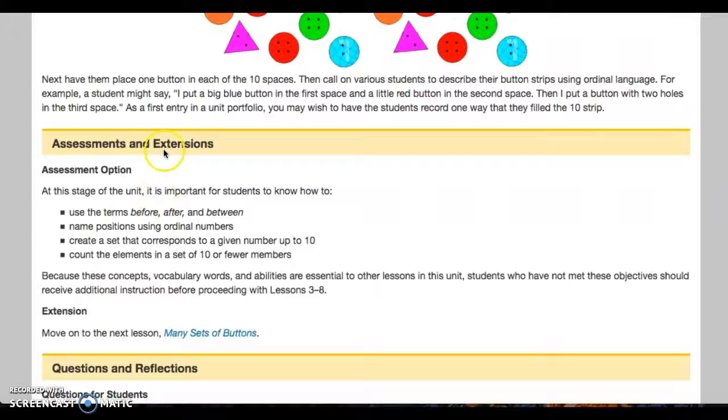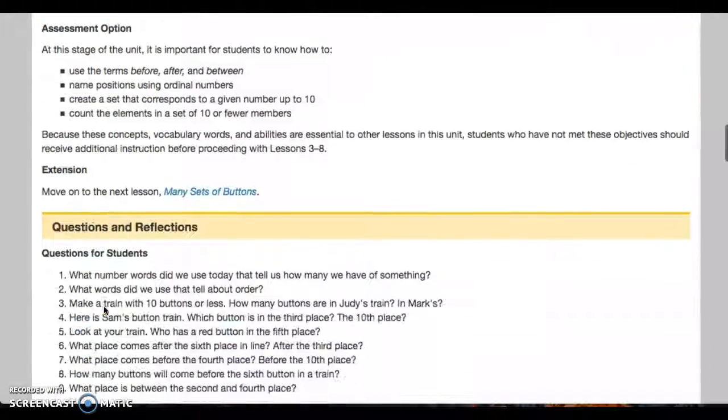The next piece is assessments and extensions. So this is almost a checklist of what the teacher needs to look for if students know the following information. And if they do, then there's an extension provided that allows them to move on to the next lesson that is included within this website. If not, then this will need to be looked at further before moving on.